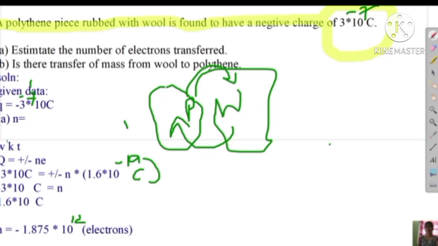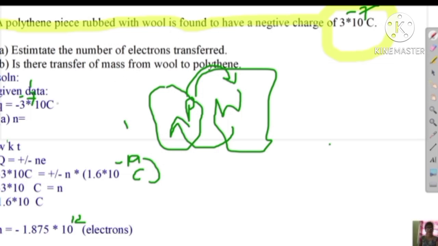And is there transfer of mass from wool to polythene? See, as the electrons are transferred, whatever body gains the electrons, that body's mass is obviously going to increase. And hence, there is a transfer of mass from wool to polythene. Obviously, there is a transfer of mass from wool to polythene. So, to calculate the number of electrons, we will solve a problem now. Let's write the given data.